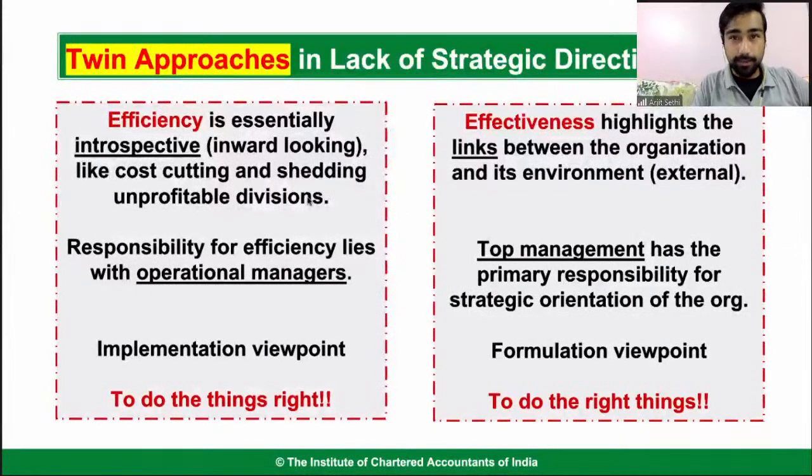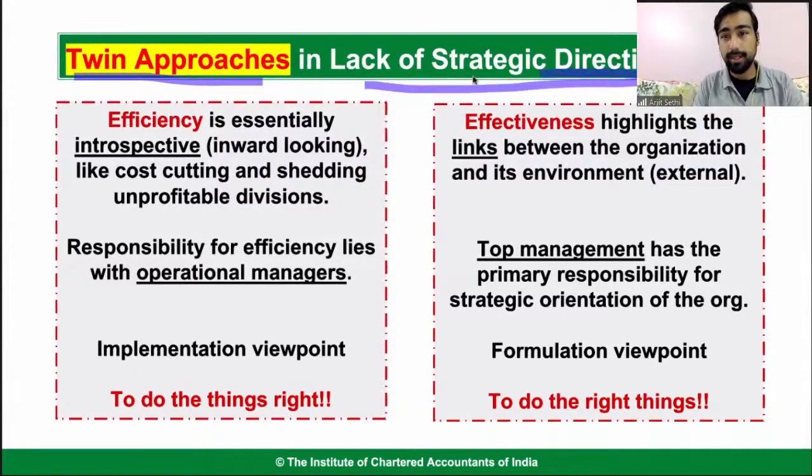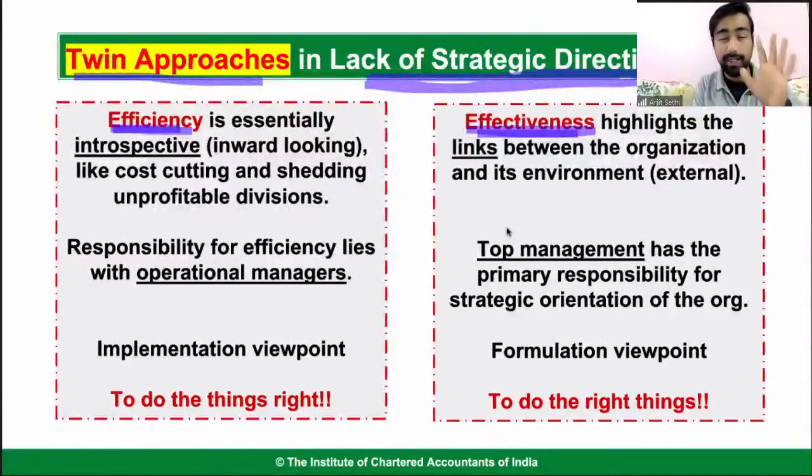Now think about these two things, okay? Twin approaches in lack of strategic direction, right? Now what does this topic mean? This topic is basically telling you that up to class 11th, 12th, we are studying efficiency and effectiveness, right? Efficiency and effectiveness, right? How are these two different, and how are these related to a strategy? We'll come to that. After 2-3 slides, we have a topic where I will refer back to this table, but let us understand these two things very simply.